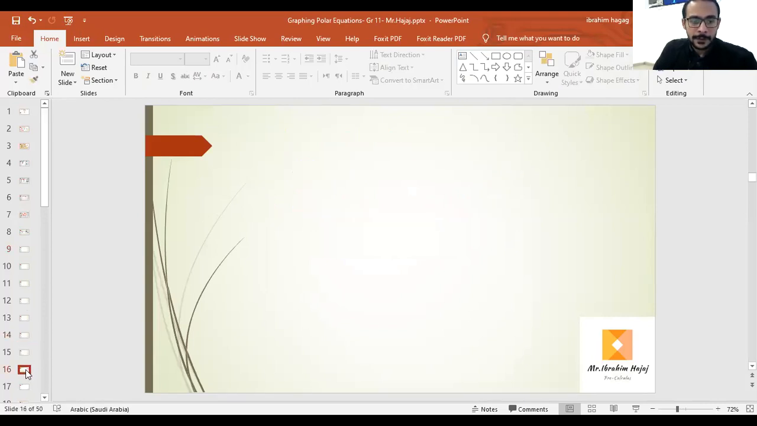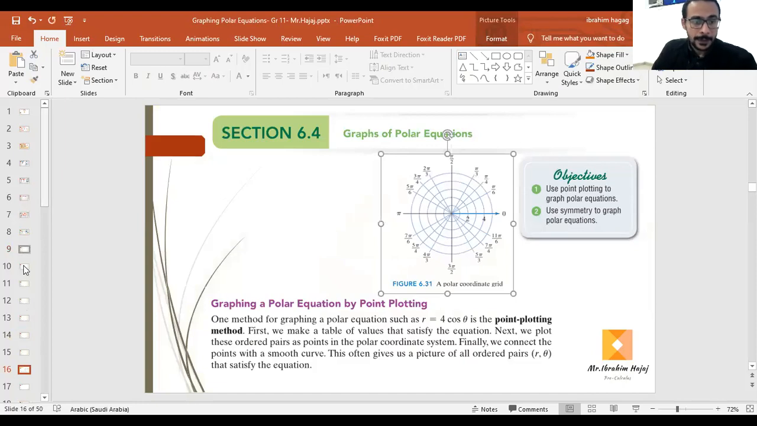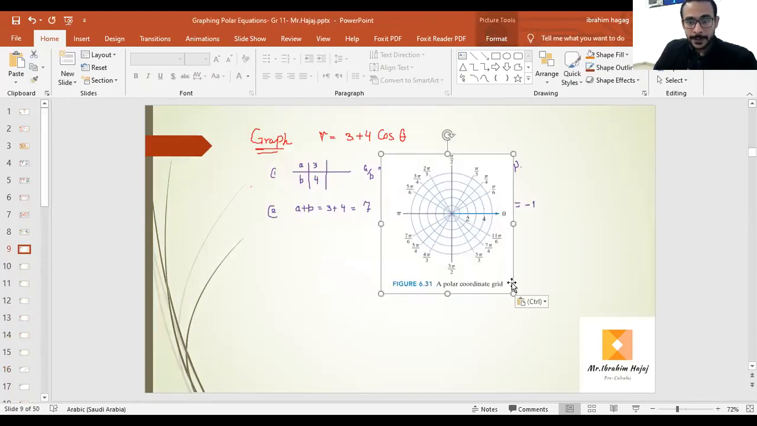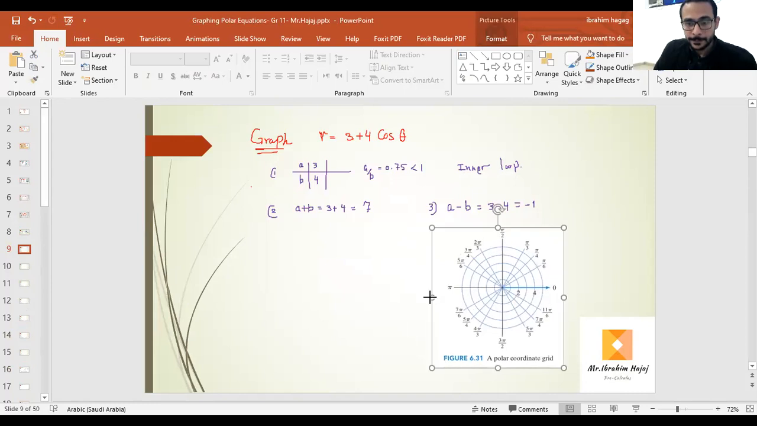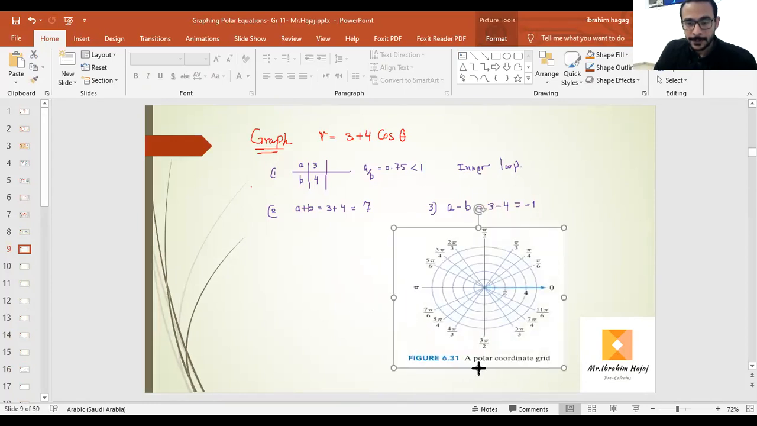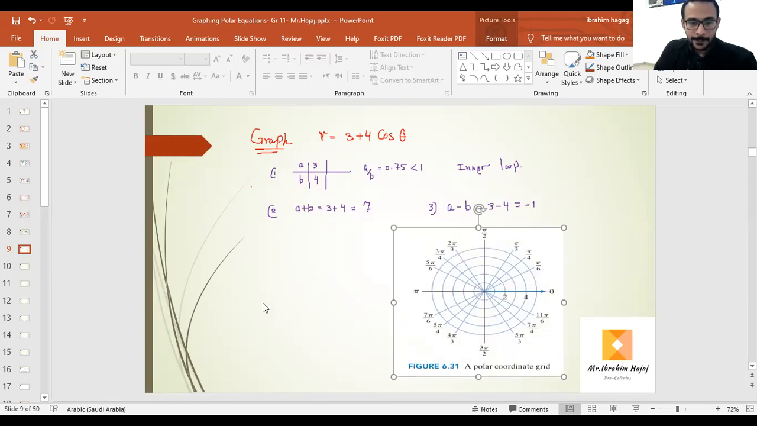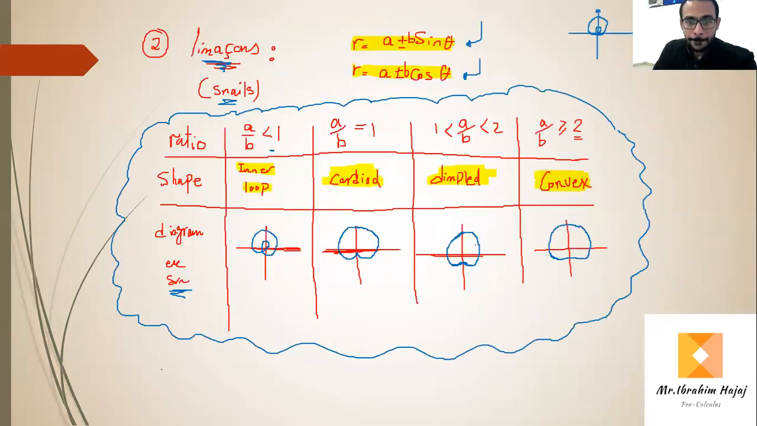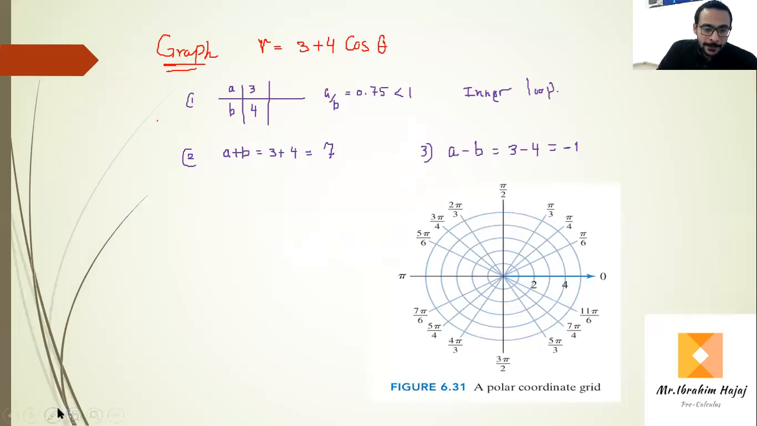I'm going to copy the graph and paste it here. Yes, how to graph it? On what axis is the major axis? What's the main axis? The x-axis, the positive part of the x-axis, right? Yes. So because it's on the x-axis, I have negative 1 and 7.